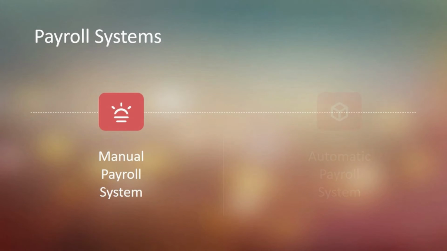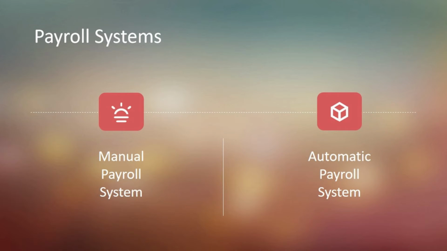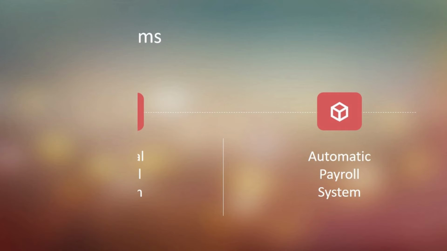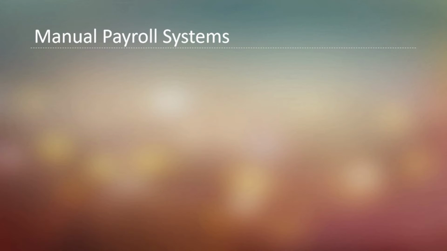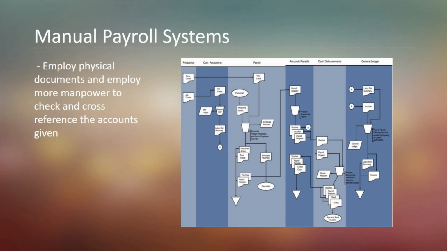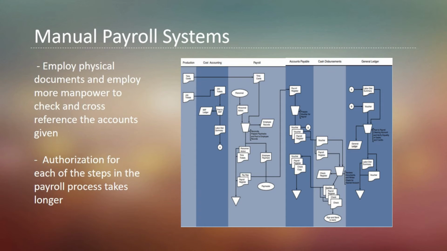There are two common systems where organizations record their payroll: manual payroll systems and automatic payroll systems. Manual payroll systems usually employ physical documents and more manpower to check and cross-reference the accounts given. Authorization for each of the steps in the payroll process takes longer.